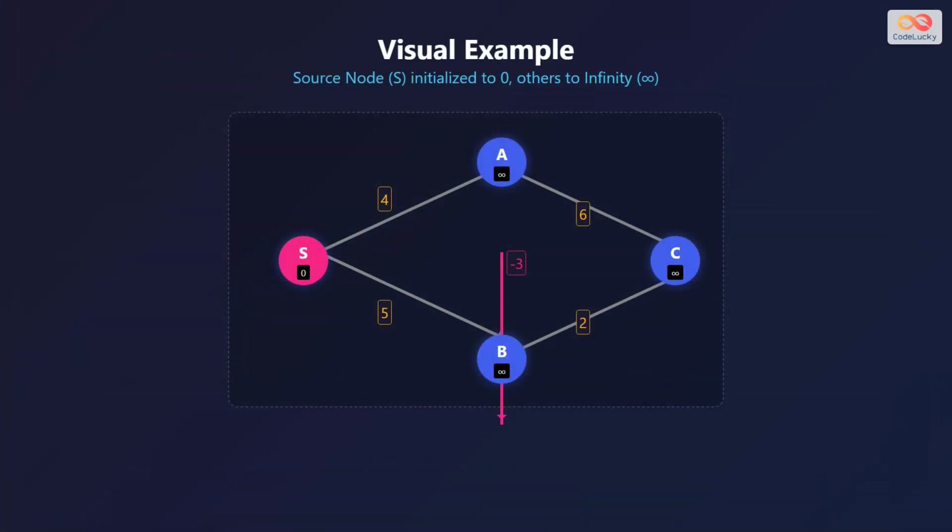Let's visualize this. Consider a graph with 4 nodes. We have a source node S and a destination. Notice the edge between node A and B has a negative weight of -3. This specific negative edge is what makes this problem interesting and unsuitable for standard greedy algorithms.